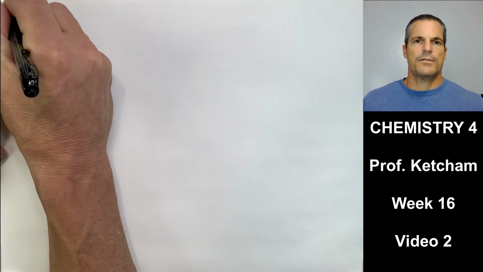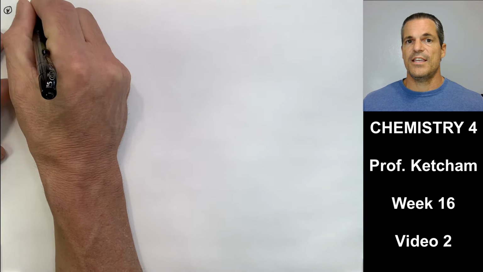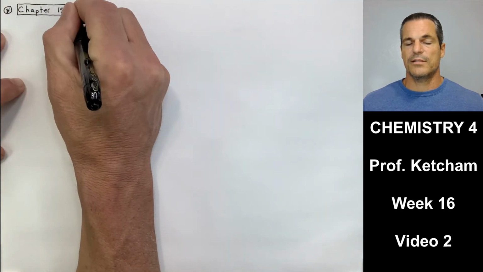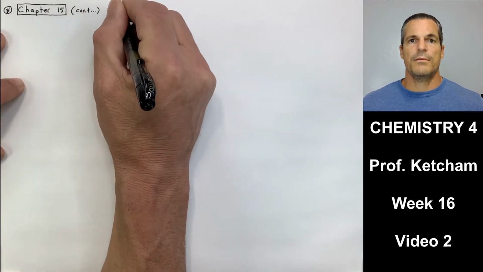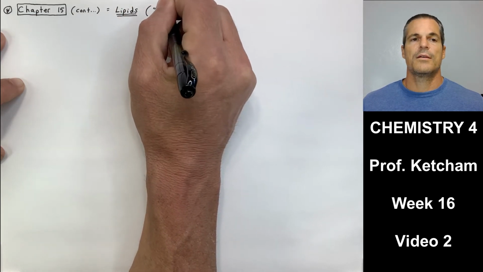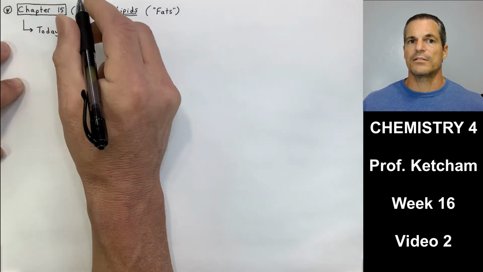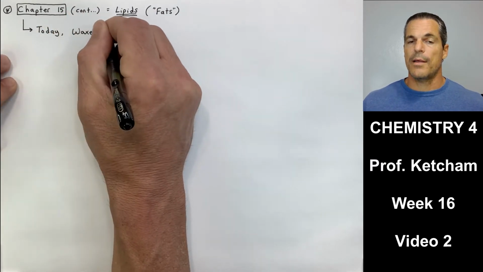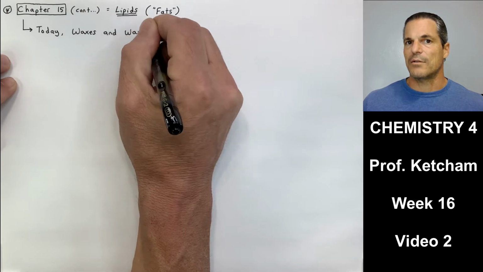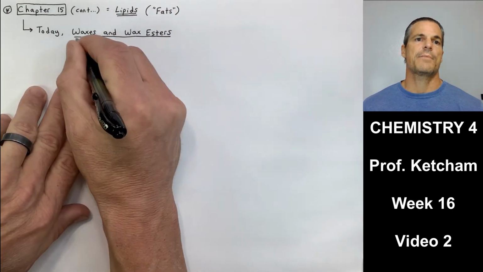All right, guys, so this is video number 2. We're back with more on chapter 15. Chapter 15 is called lipids. In video number 1, the previous video, we just learned about fatty acids only. Today we're going to extend that into waxes, real briefly on waxes, but then wax esters, a lot on wax esters, and then triglycerides. Okay, so this is our second and last video for chapter 15.